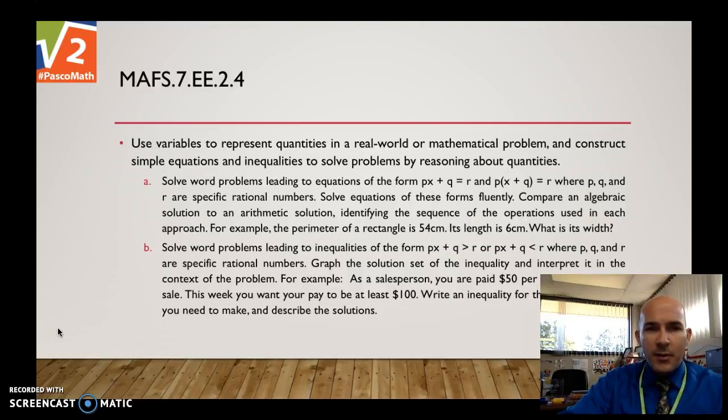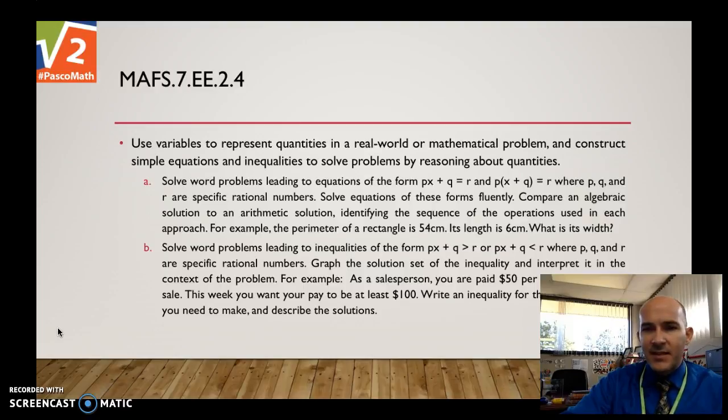They also move into part B, solve word problems leading to inequalities. The form px plus q is greater than r, and px plus q is less than r, where p, q, and r are specific rational numbers. So again, they're very specific with the form, the type of, the structure of the inequality they need to be able to solve. They need to also graph that solution set and interpret it in the context of the problem.